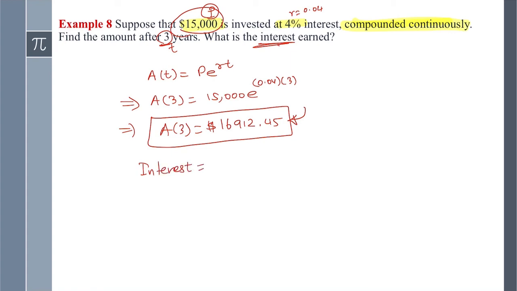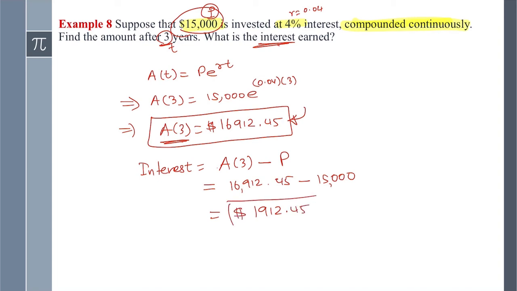The interest earned is given by the future value minus the principal, or the initial amount that we deposited. So this is 16,912.45 minus 15,000, the principal, and when we subtract that, we get $1,912.45. So this is the interest earned based on this scenario.